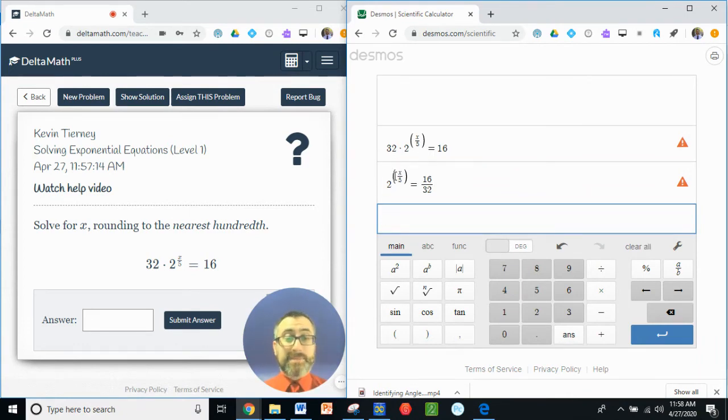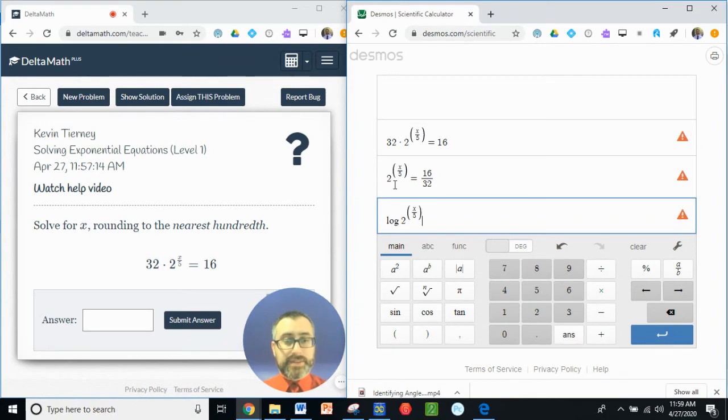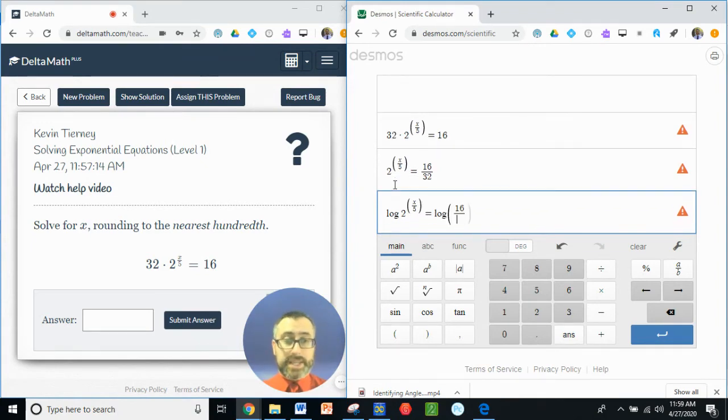This is the step where my logarithms come in. I have a base and an exponent, and I want to get this variable out of the exponent, so I can start off by using logs. Log of 2 to the x over 5 equals log of 16 over 32.